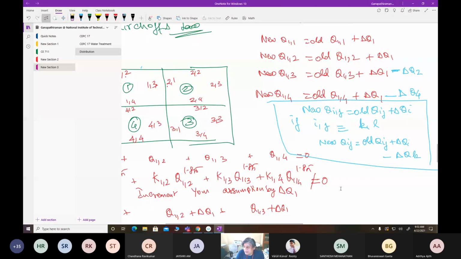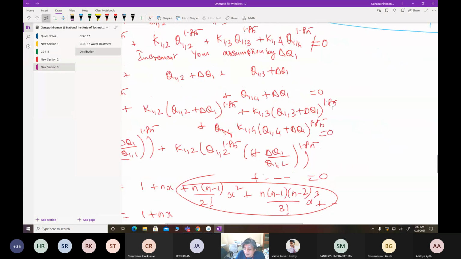We assume a velocity of 1 meter per second and find out what is the area, because Q is equal to A into V. We assume a velocity, find out the diameter, and that diameter we provide for the pipe. Then we balance the water supply network with respect to the flow. Then we correct it. It will not come out in one iteration. So what is the alternative?